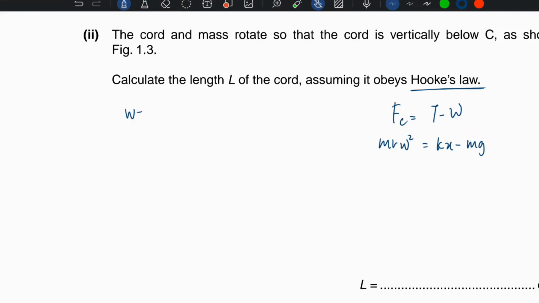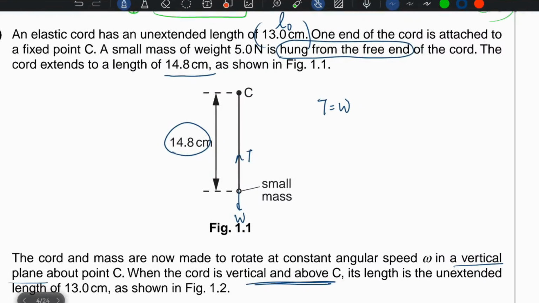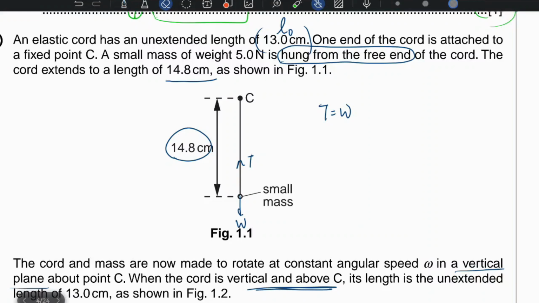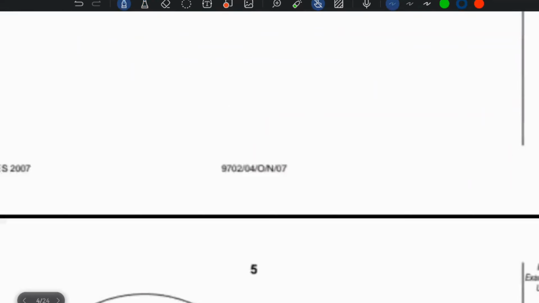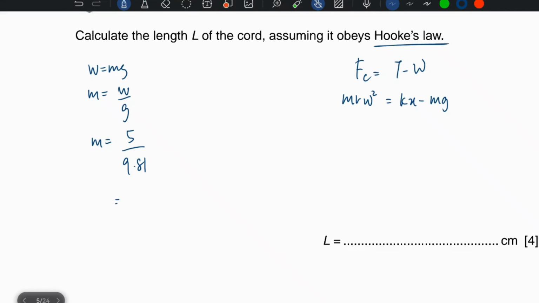You know W equals mg. If you want to find your m, it's just W over g. M is your mass, what you're going to find. Your weight is 5 Newton, given in the question. Where is it? Here, let me highlight it so it's clear. 5 divided by 9.81. Then on your calculator, you will get 0.5097 kg.